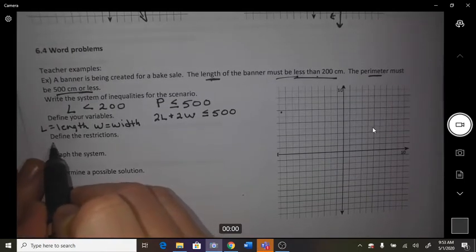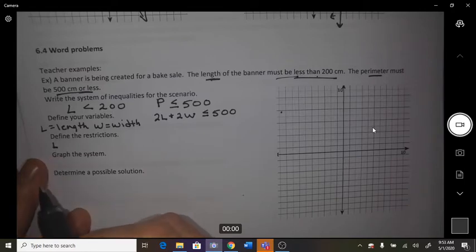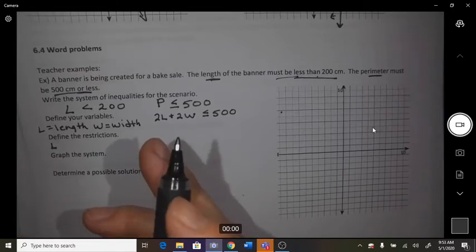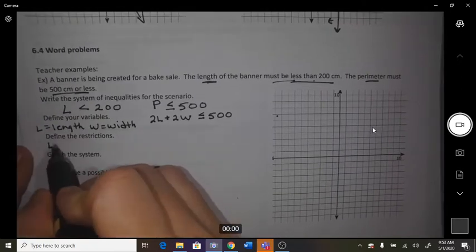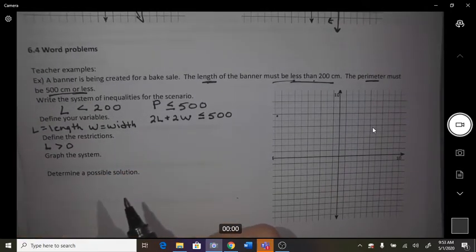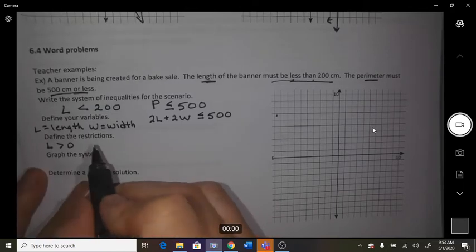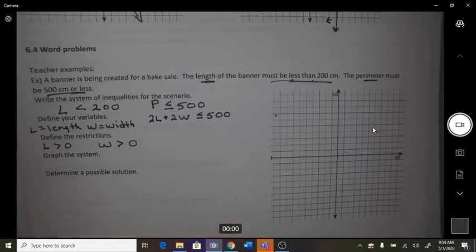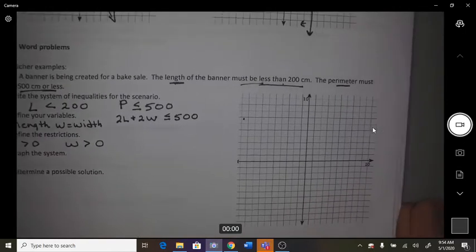So we know that length can be a real number, right? You can have a length of 5.2, but it does have to be greater than 0 because you can't have a 0 length, and you also can't have a negative length, and same with width. Graph it and find a solution.